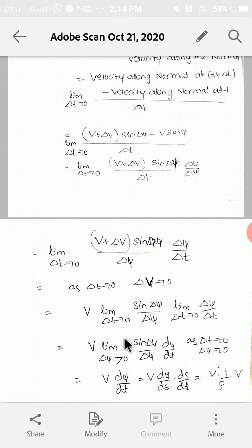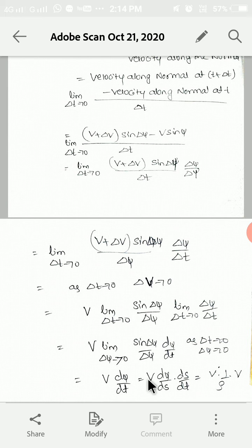That is v into, now here as delta t tends to 0, delta psi also tends to 0. Okay, so therefore this is equal to limit as delta psi tends to 0 sine delta psi by delta psi, into limit as delta t tends to 0 delta psi by delta t, which becomes d psi by dt, and this v as it is. Now limit as delta psi tends to 0 sine delta psi by delta psi is equal to 1, by using the limit theorem. Okay, is equal to 1 into d psi by dt.